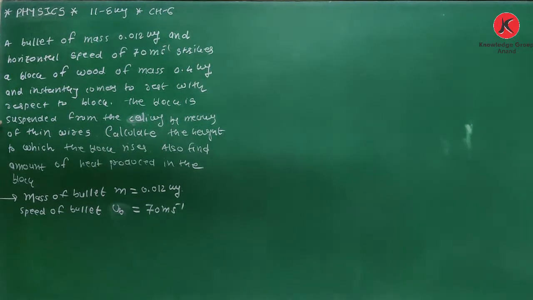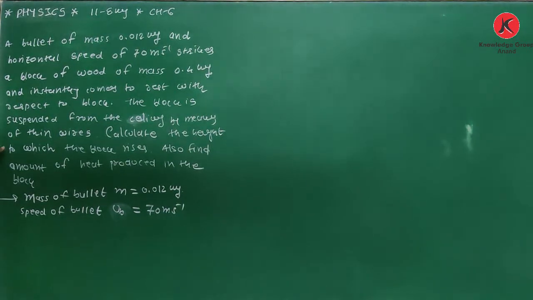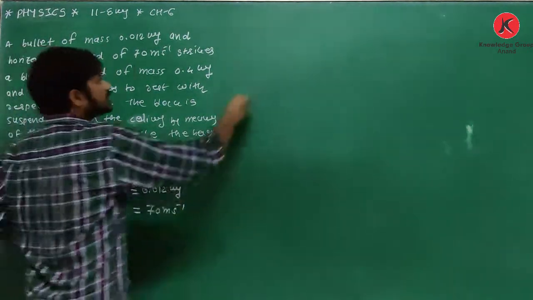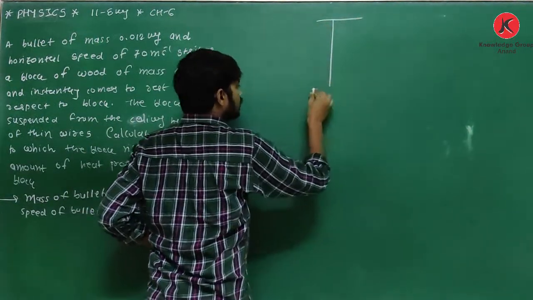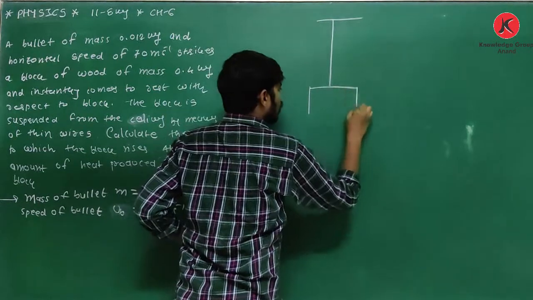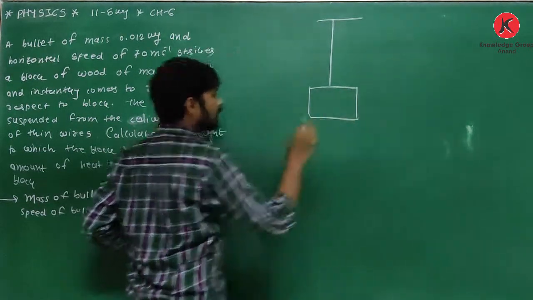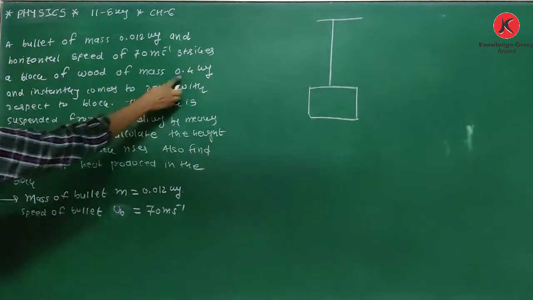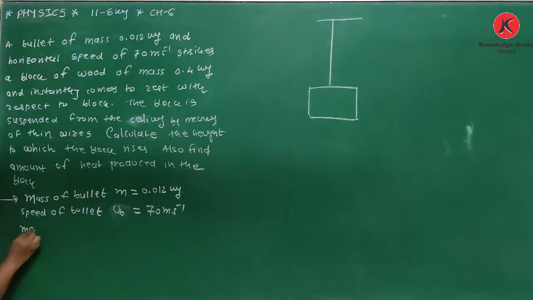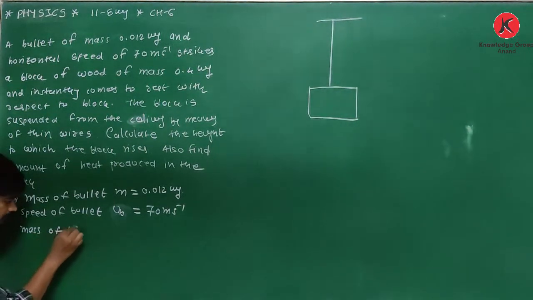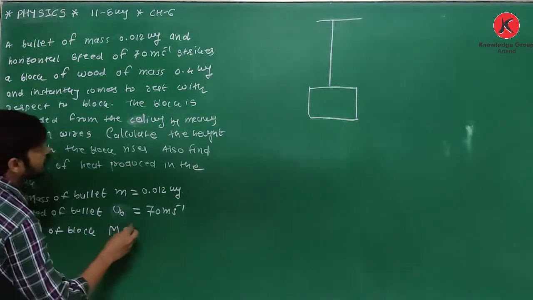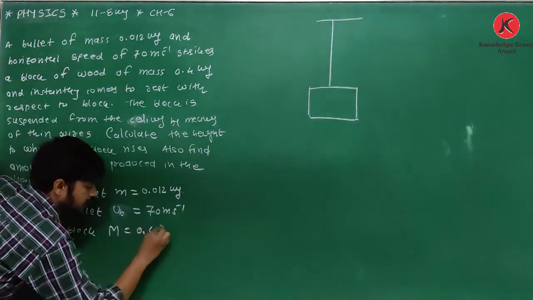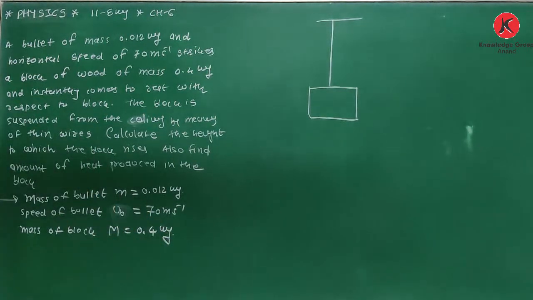It strikes a block of wood of mass 0.4 kg and instantly comes to rest with respect to the block. The block is suspended from the ceiling by means of thin wires. Calculate the height to which the block rises. See, the question is like this. It is a thin wire and a block. Let mass of block, here it is given, capital M is equal to 0.4 kg.